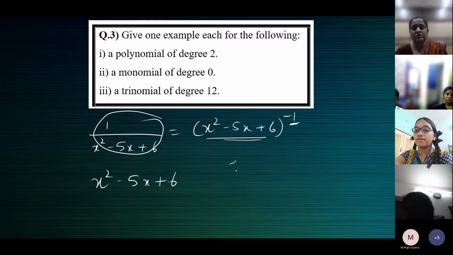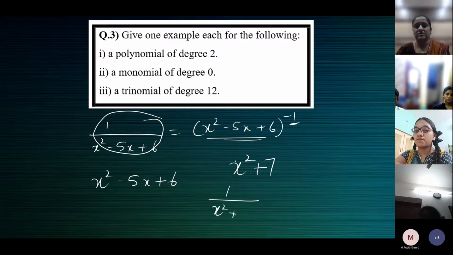Similarly, x square plus 7 is also a polynomial of degree 2. But 1 by x square plus 7 is an algebraic expression. It's not a polynomial.